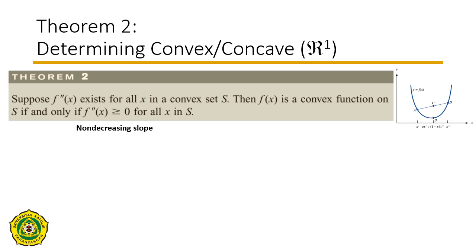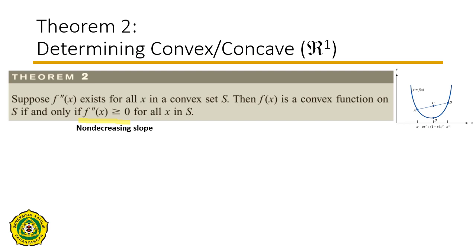If the second derivative is greater than or equal to 0 for all x in the convex set S, then we can say f(x) is a convex function. The meaning of the second derivative is the changing of the slope. Remember that the first derivative talks about the gradient or the slope, and the second derivative talks about how much the gradient or the slope changes. If the second derivative is greater than or equal to 0, it means that the slope keeps getting more and more positive, or at least 0, which means that the slope is non-decreasing.